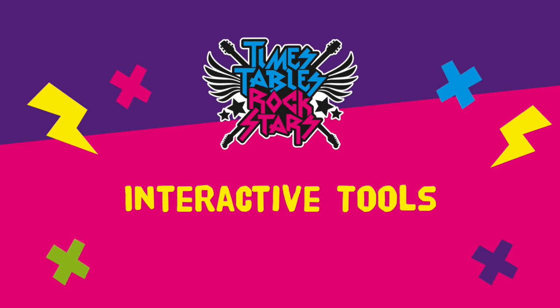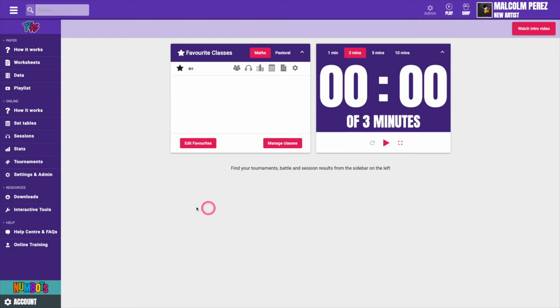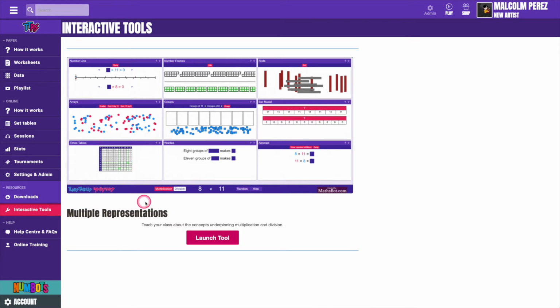Did you know that included in a Times Tables Rockstar subscription are a set of interactive tools that help with the teaching of Times Tables? They can be found here, under Interactive Tools. As you can see, there are a range of representations to choose from. Each of these can be used alongside physical resources in the classroom.